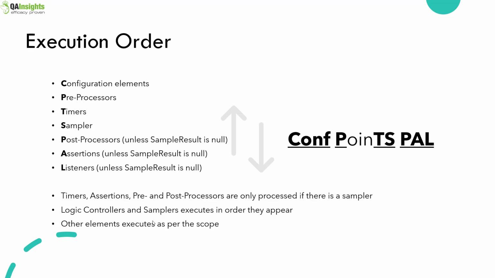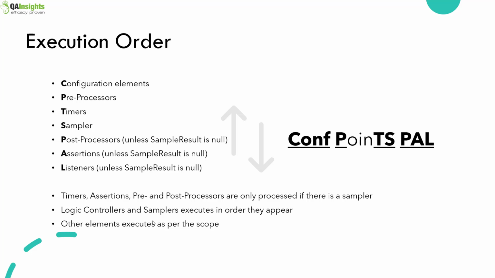Definitely it is not going to execute as they appear. Of course, there are certain elements it executes in the order they appear in your test plan. But first it will check for the config elements. So this is the very high priority element to execute. If there is a config element present, then JMeter will execute those elements. Then it will go for preprocessors, then timers, then sampler, then post processors, then assertions and listeners.